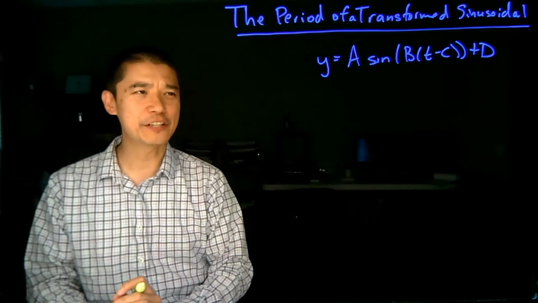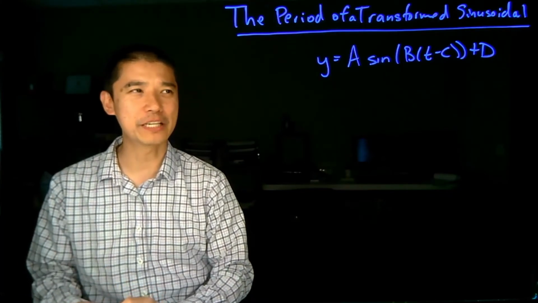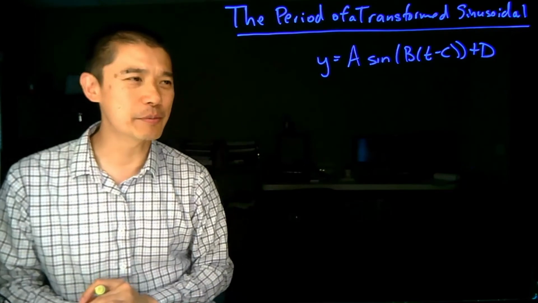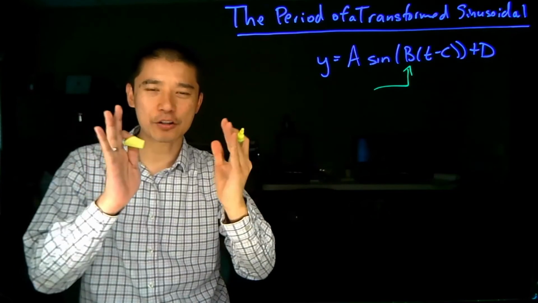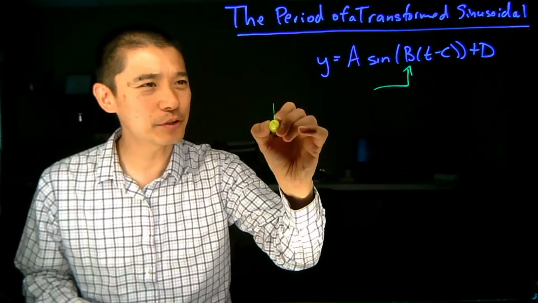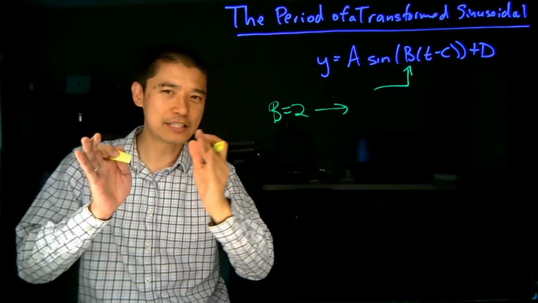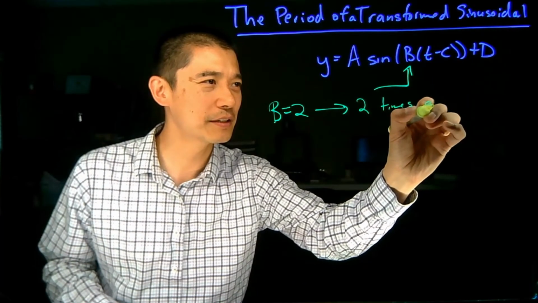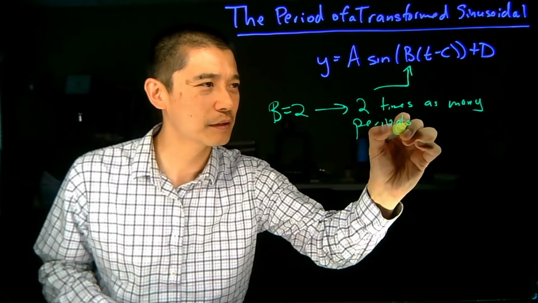When reviewing the video, I realized that I didn't talk about what the period of the transformed sinusoidal function would be. I just said that this b value wasn't actually the period. So let's take a quick moment and discuss this. So this b value, it corresponds to a horizontal compression, but what does that really mean? Well, what it means is that if b is equal to 2, for example, it means that you're going to fit 2 periods in the same space that you would normally fit 1. So 2 times as many periods compared to the original.